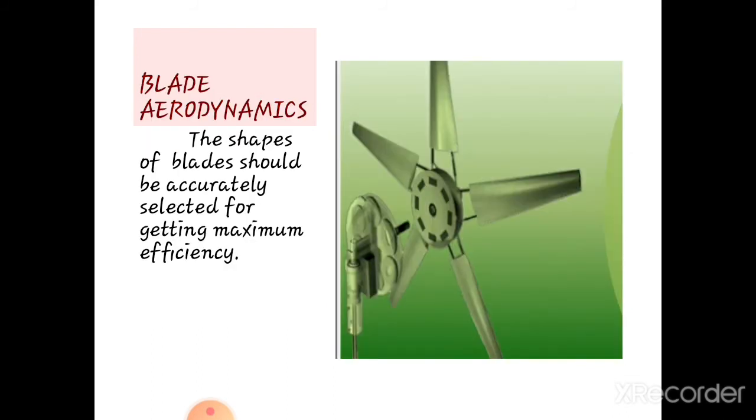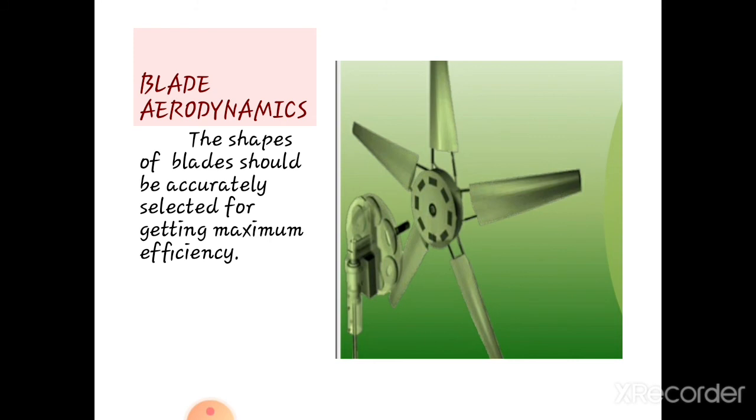Fourth one is blade aerodynamics. The shape of the blade should be accurately selected for getting maximum efficiency. The amount of lift for a given airfoil depends heavily on the angle that it makes with the direction of the relative wind. It's known as angle of attack. When the angle of attack gets too large, turbulence develops and drag increases significantly while lift is lost.